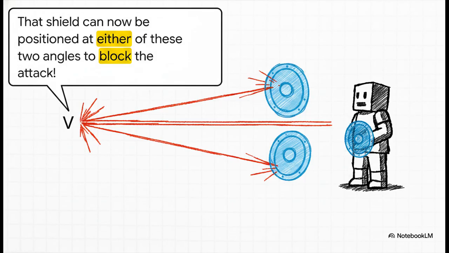So, let's bring this all the way back to that video game shield we talked about at the beginning. The game's code can now use these two vectors we just found to define the exact angles that shield needs to be at to perfectly block an incoming attack. Pretty cool, right? All of that precision comes right from this kind of math.